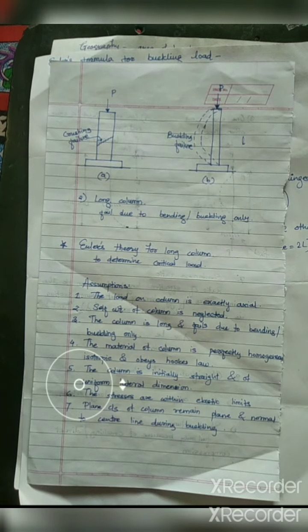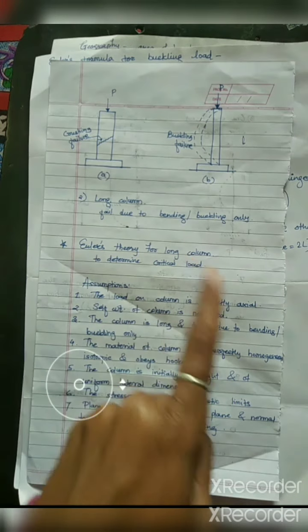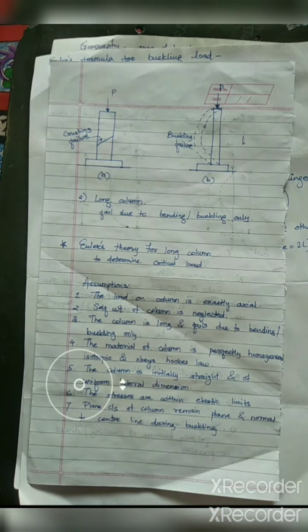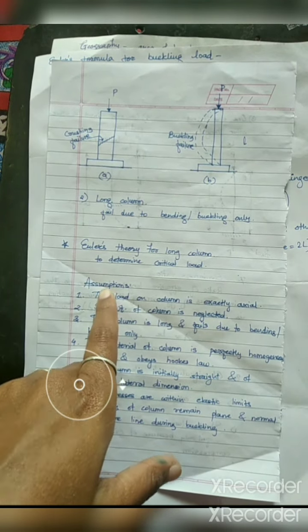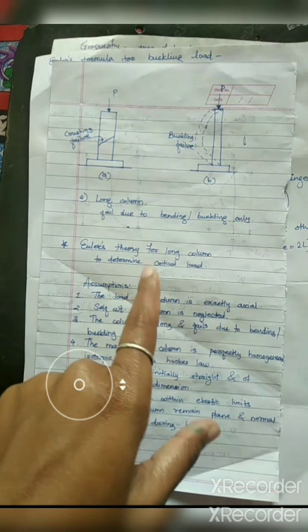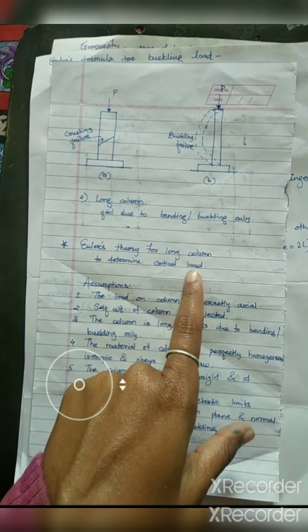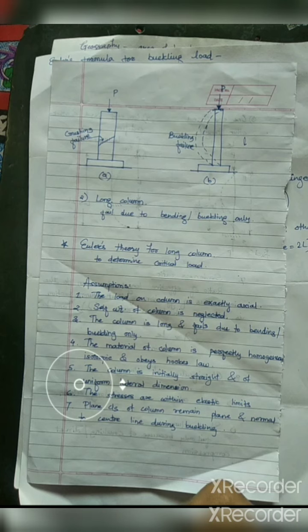Because what is the limitation of Euler's theory? This is the one limitation, that Euler's theory we cannot use for the short column. This Euler's theory is only applicable for the long column. So before studying the different formulas derived by Euler, he made some assumptions first. Okay, so let's study what those assumptions are, before deriving the formulas for critical load depending upon the different end conditions of the column.